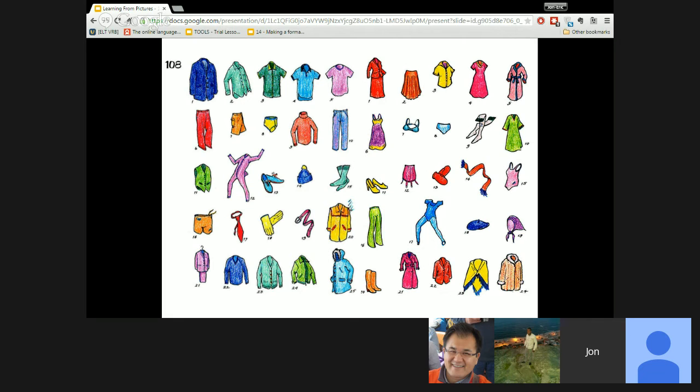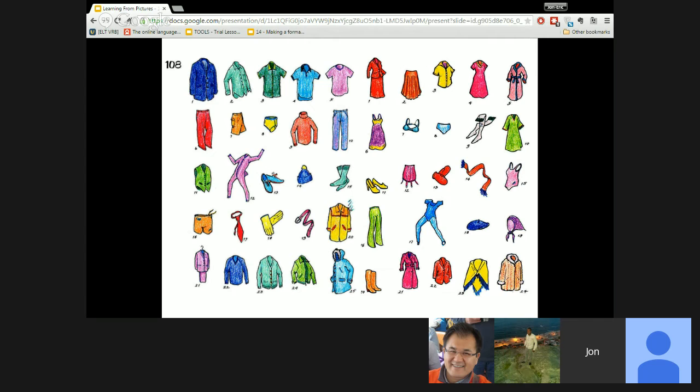Okay, the last row. 1, 2, 3, 4. The fifth row, number 21 from last week. Suit? Yeah, this is a suit, right? Mm-hmm. The complete thing is called a suit. Numbers 21, 22, and 23 are similar, but they're slightly different. Number 9, 22, and 23 are all kinds of sweaters, but they're different kinds of sweaters.